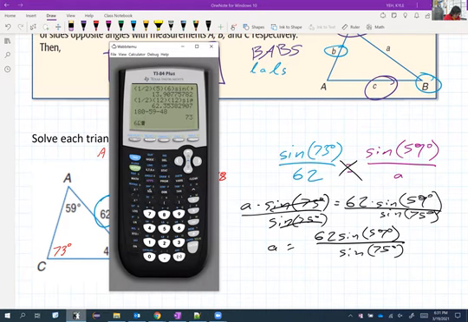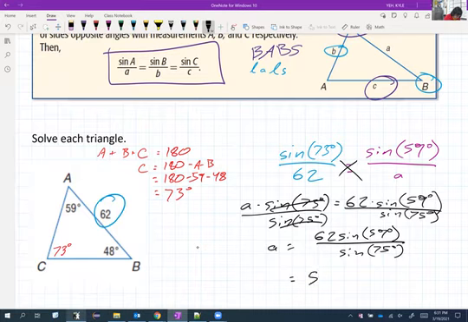So 62 sine 59 degrees divided by sine 73 degrees. 55, perfect. That sounds great. 55.0191. And I'm going to keep 4 decimals just because it hasn't told us otherwise, and that's kind of our rule of thumb.